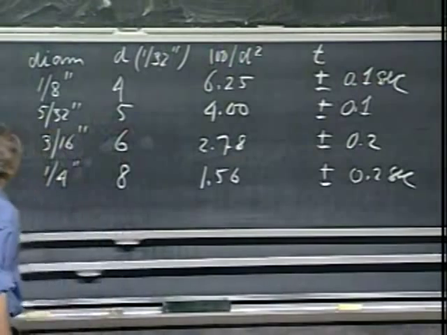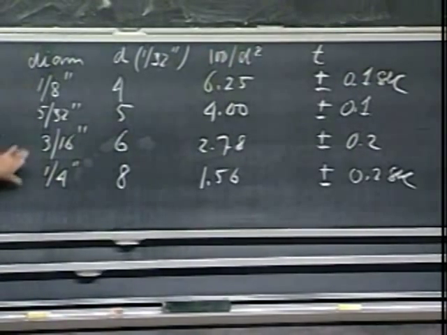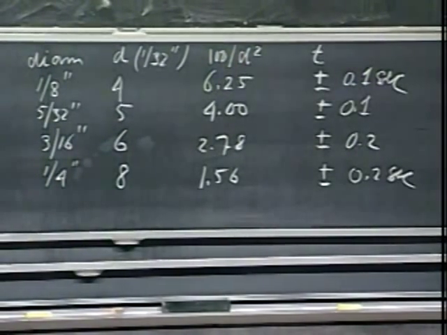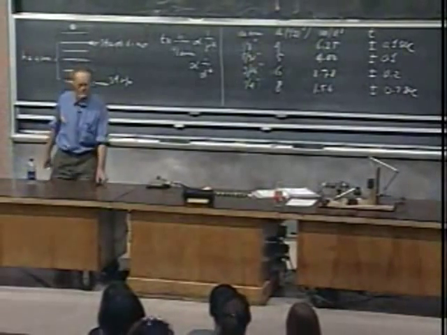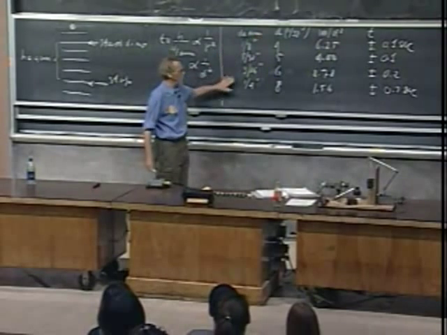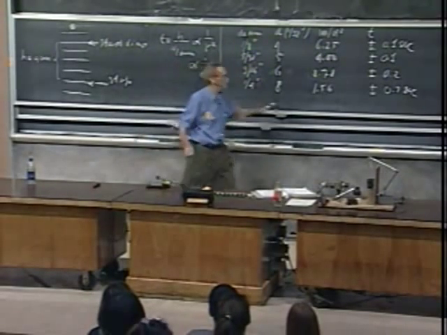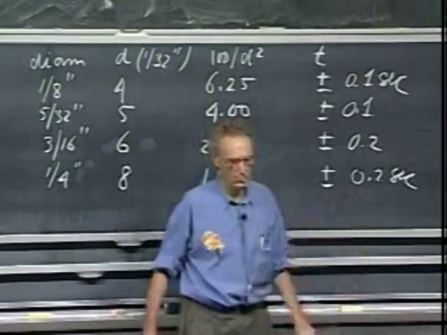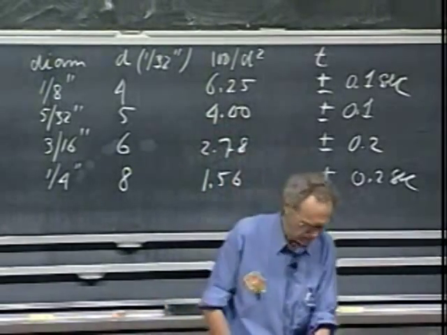You may ask me, why did you give us the error in the diameter, which ultimately, of course, translates into the error in the mass? The reason is that these are so precise, the way you buy them, that the uncertainty is completely negligible compared to the timing error that I make. So I won't even take that into account.